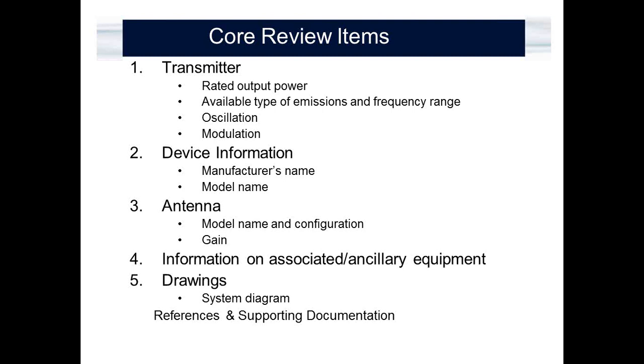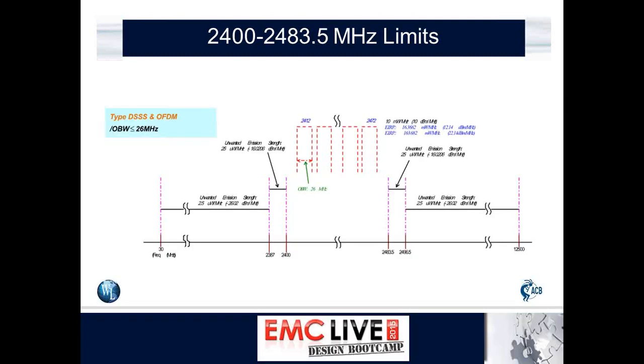It includes the transmitter performance characteristics, information about the device, manufacturer name, model name, information on the performance of the antenna or antennas, and then anything that is associated with ancillary equipment. Let's say you have a device that's a part of a medical product. You need to have a description of how the radio interfaces with that host device. And of course, we need to review drawings, system diagrams, frequencies, and so forth.